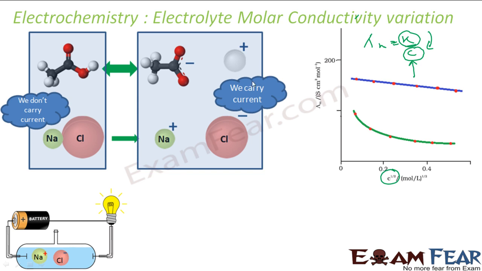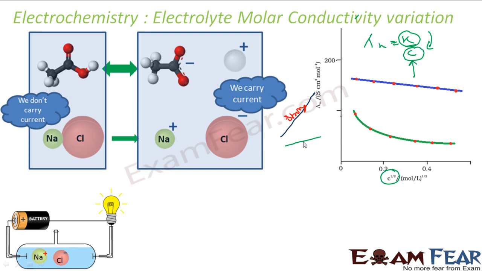So we have seen for strong electrolyte and weak electrolyte. For strong electrolyte, let me just draw first. This was for the weak electrolyte in the green color, and this was for my strong electrolyte, right?